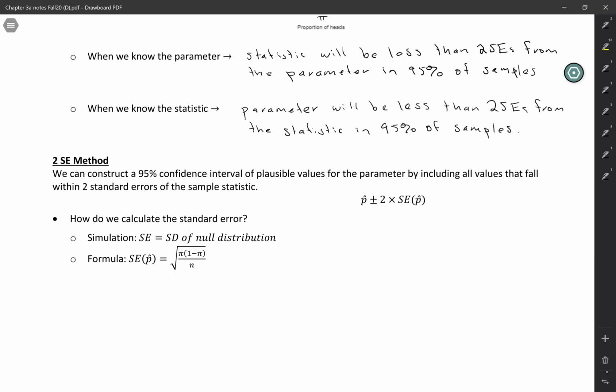We can construct a 95% confidence interval of plausible values for the parameter by including all values that fall within 2 standard errors of the sample statistic. So we start with our sample statistic, which is p hat in this case, plus or minus 2 times the standard error, and that's going to give us our confidence interval. So how do we calculate the standard error? We have 2 options. One is that we can do a simulation. We can simulate a null distribution and find the standard deviation. The standard deviation of that null distribution is the standard error.